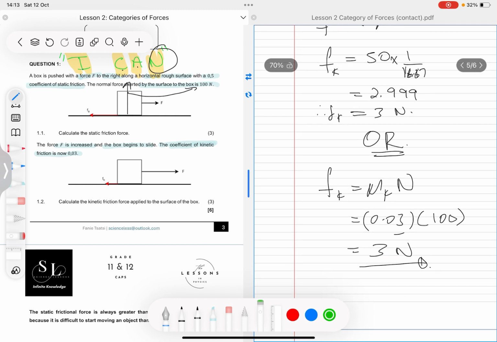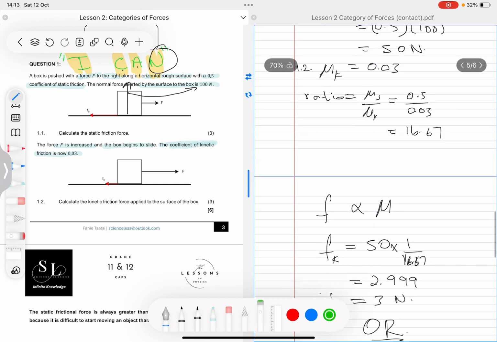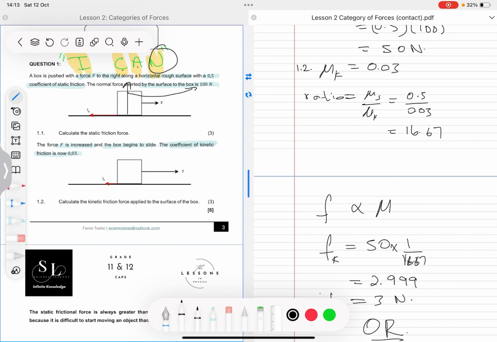And of course, our answer makes sense because here we expect this force to have reduced compared to when it was static friction force. And we know from our theory as well that we said the kinetic friction force is always less than the maximum static frictional force. And remember, we said Fs here is the maximum static friction force, right?